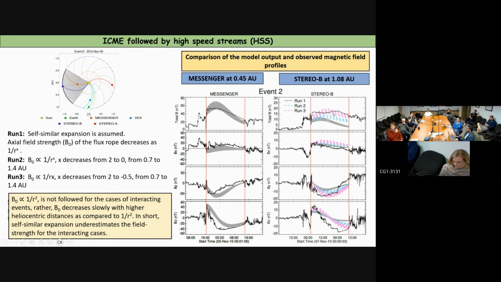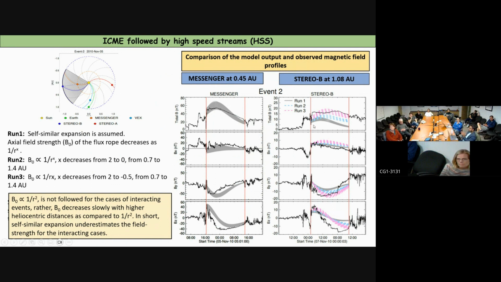B. So the pink lines are basically where the exponent is much lower than 2, and even minus 0.5. When it is minus, that means it's not expansion, rather a compression effect is going on. So when we incorporate this minus exponent, we could decently reproduce the field strength of this observed CME at the outer spacecraft at STEREO-B.